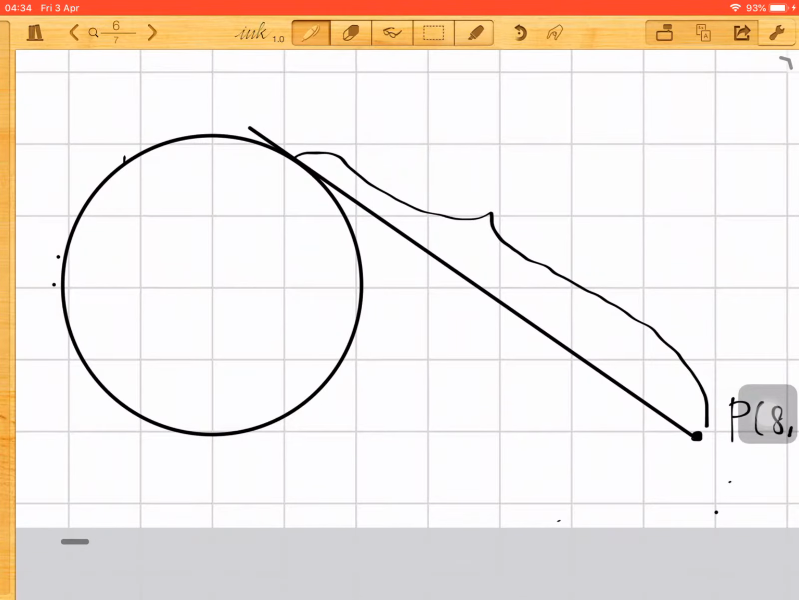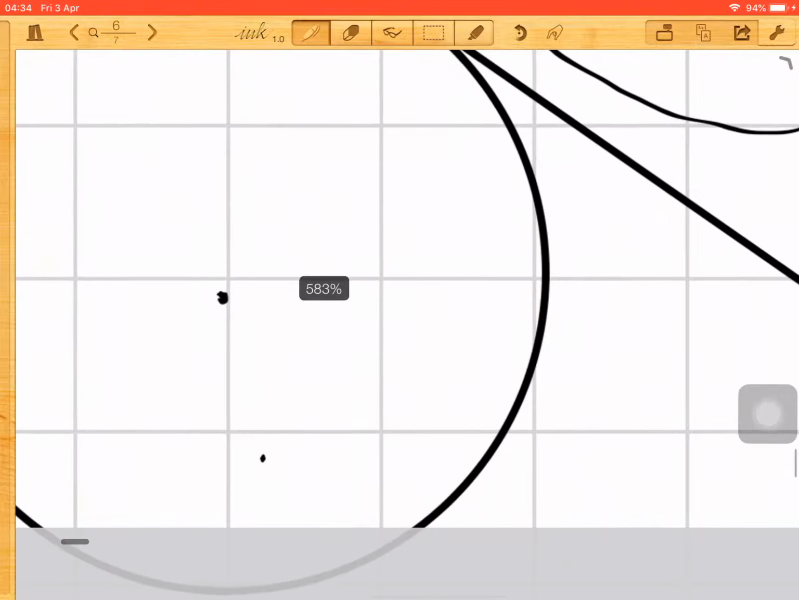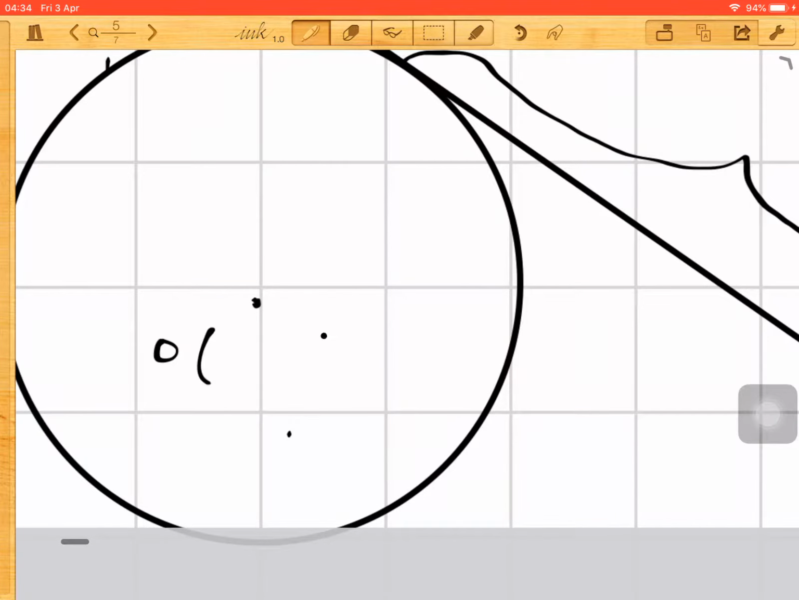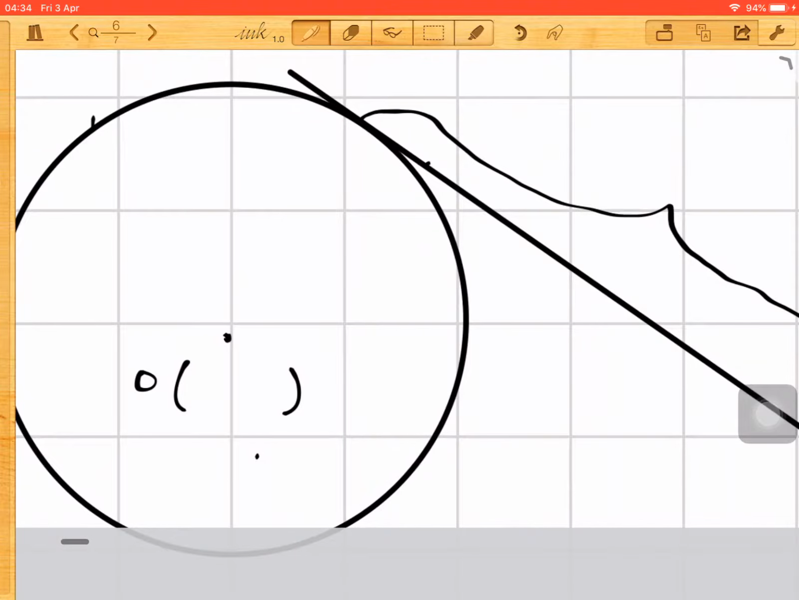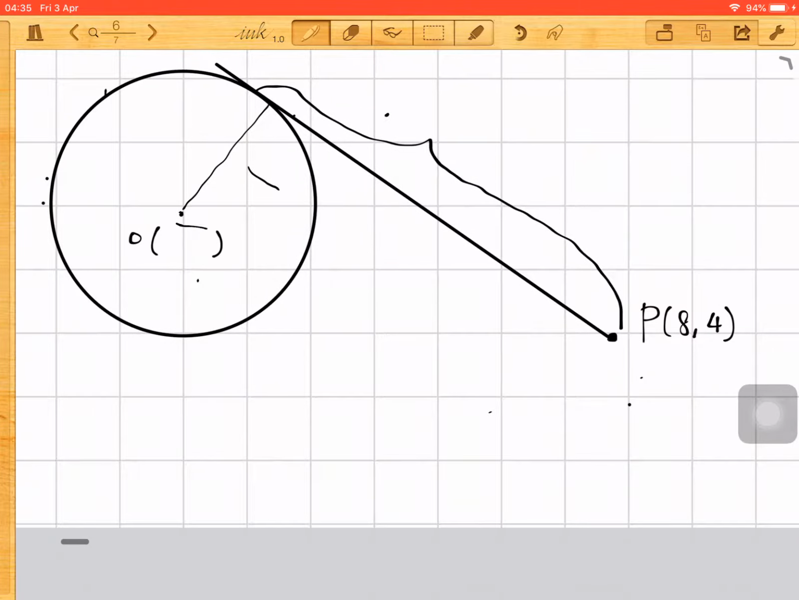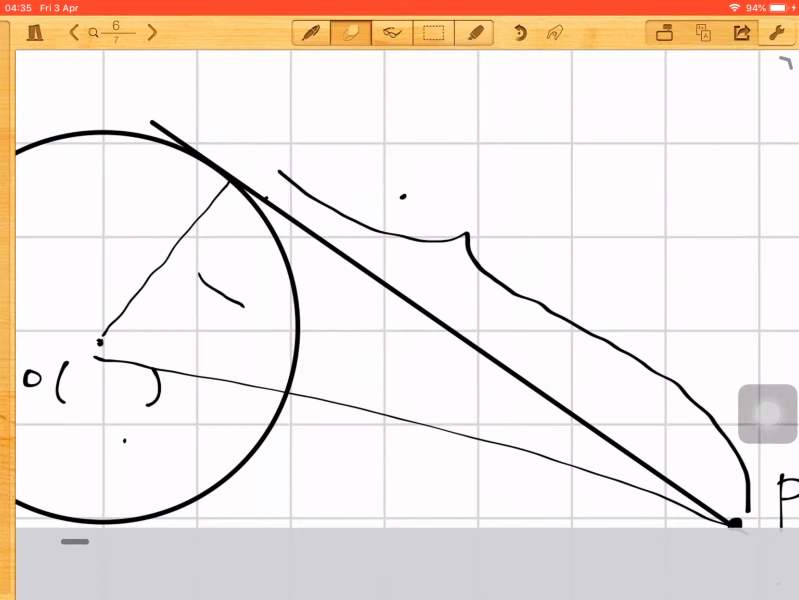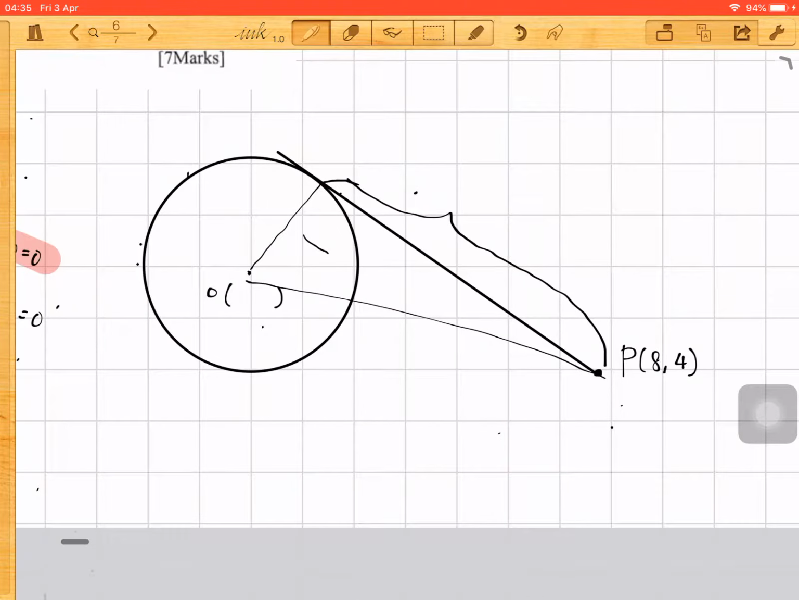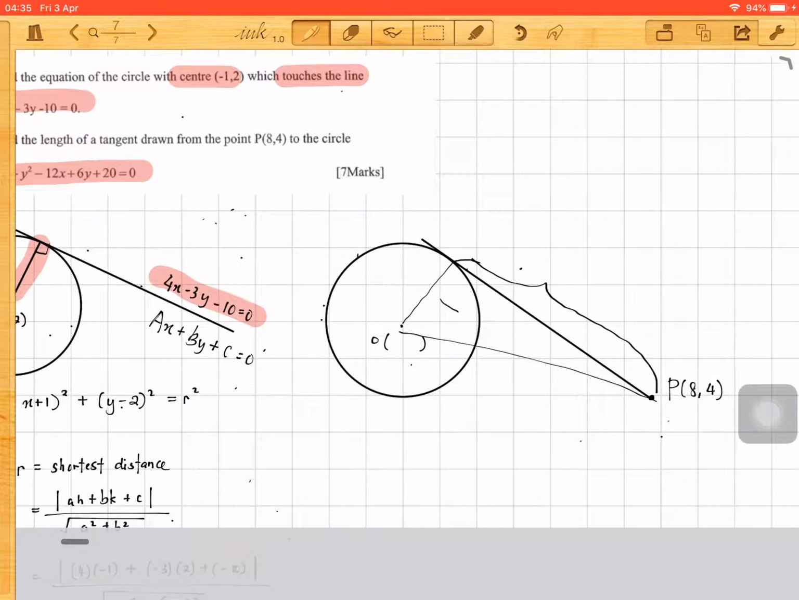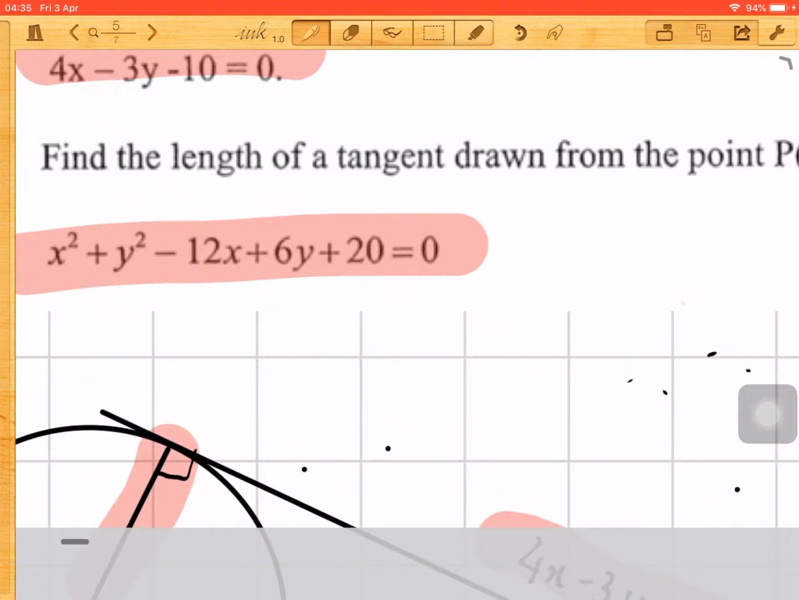So we can find the center. Let's call it O. We can find the center here, and then we have to find the radius, and then we can use Pythagoras Theorem to get the distance that we want. To be accurate, it is actually here. Alright, so the first step is to find the center from this equation of a circle.